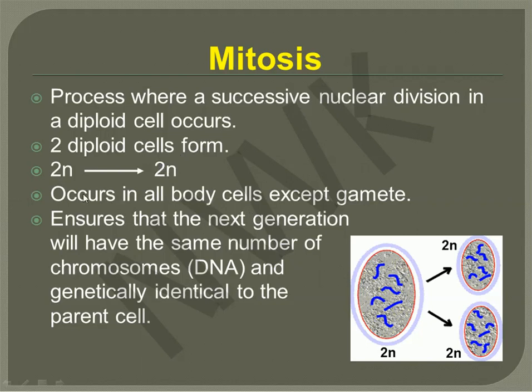So mitosis happens in all the body cells except gametes. Gametes undergo meiosis. What is the role of mitosis? The role of mitosis is to maintain the chromosome number in the daughter cell as the parent cell. So it is important in growth and regeneration and also tissue repair.